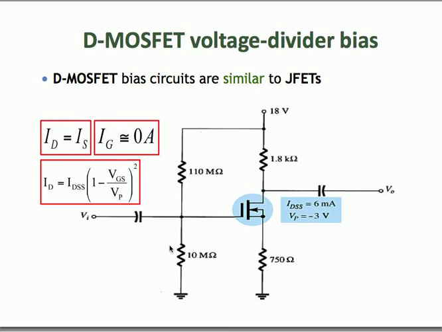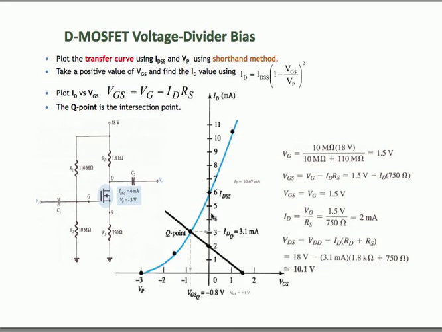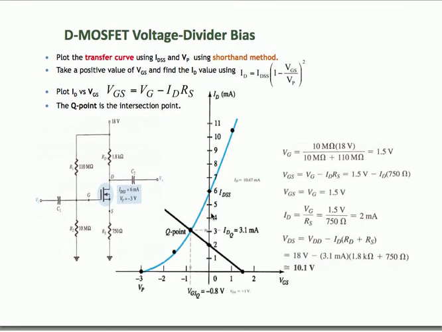And finally, let's have a look at the voltage divider bias for the D-MOSFET. Again, it looks similar to that of the JFETs with voltage divider bias. You have two resistors here, the gate current is 0, and the drain current is equal to the source current. The drain current is given by the Shockley equation, and these are the parameters of the D-MOSFET, IDSS and V pinch-off. Let's go over a quick example to analyze a D-MOSFET with a voltage divider bias.